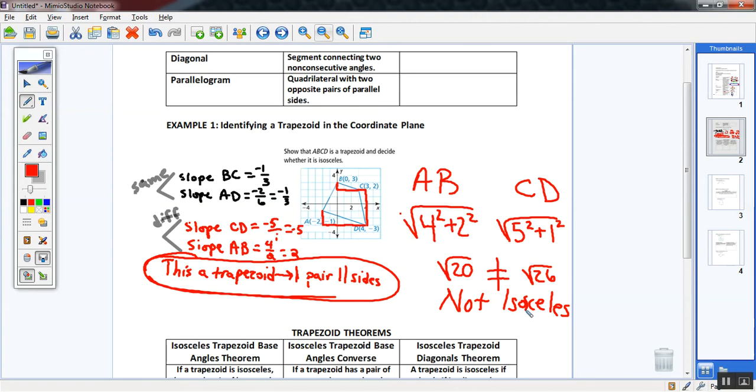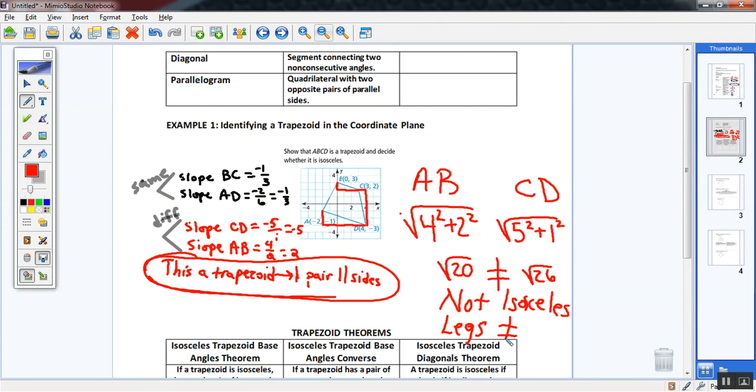Why is this not isosceles again? Because they're not even square roots. It's not isosceles because the legs are not the same. They're not equal. Okay? They're not equal. All right? So keep that in mind.